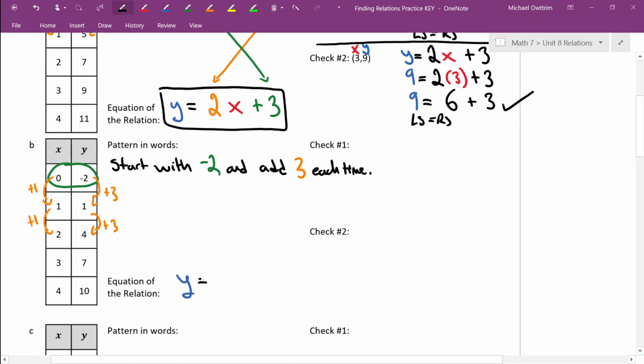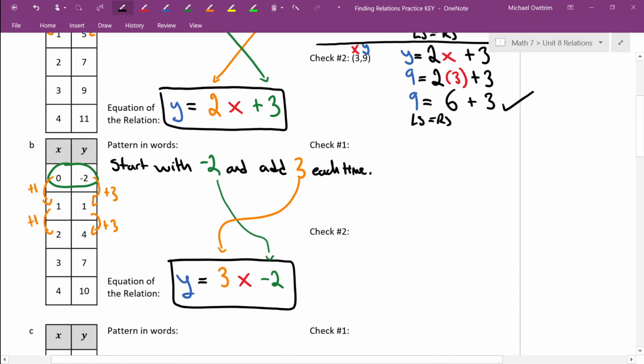We know we're going to have y equals something times x, and then plus or minus something. We know that what we are starting with will be our constant after our x, and what we're changing by each time will be what we are multiplying x by, or our coefficient. So our equation for this table of values would be y equals 3x subtract 2.